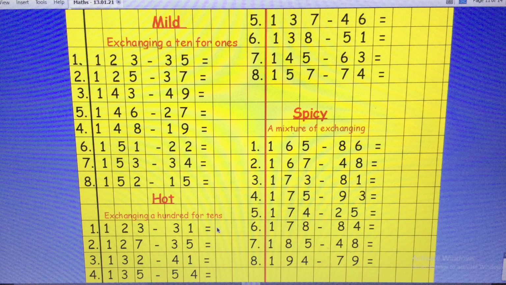Now here's the time for you to work independently. You can choose to work through mild or hot or spicy or a mixture. When you're working through mild, you are exchanging a 10 for 10 ones. When you are working through hot, you are exchanging 100 for 10 tens, and spicy is a mixture of the two. Pause the video now and work for 10 minutes. The following slide will have all your answers on.